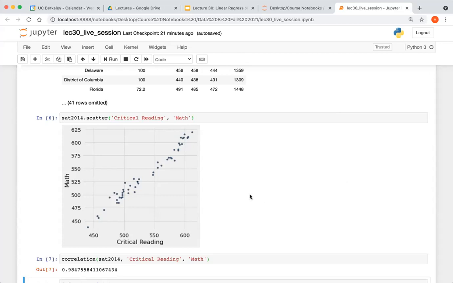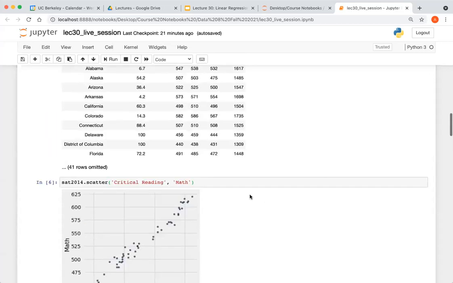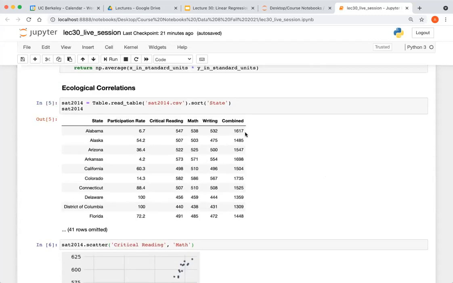Let's take a look at the data that we have. So we have a bunch of scores. There's the combined score, which I didn't use. Fine, there's a writing score, which I didn't use. We're just looking at these two. There is something else. We have here the participation rate in each state. That's an important variable to consider. The participation rate in a state is the percent of high schoolers in that state who take the SAT. And that, as you can see, varies widely.